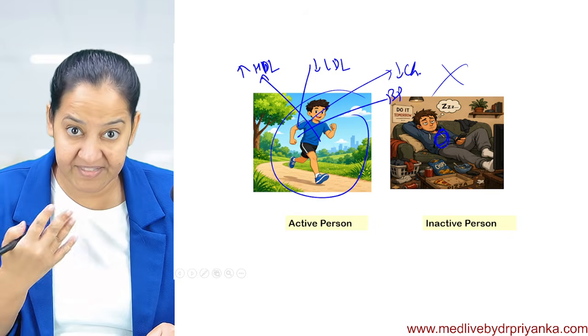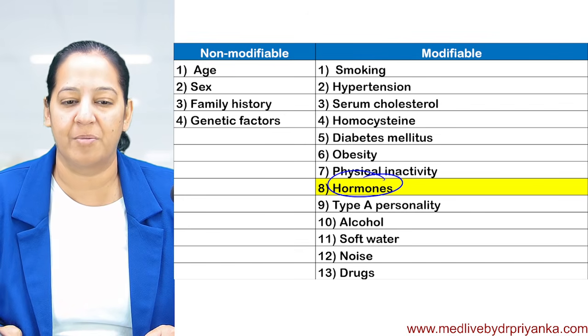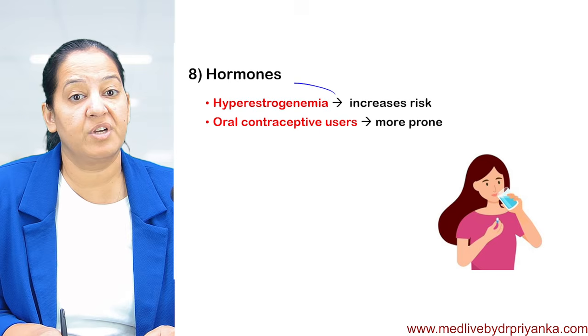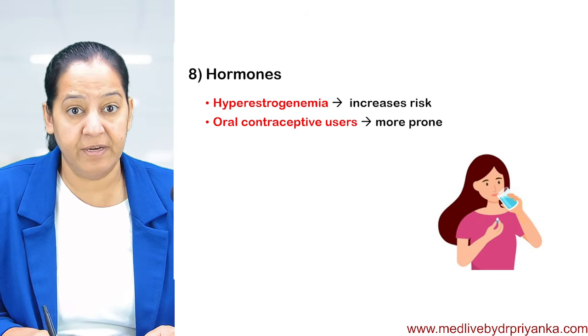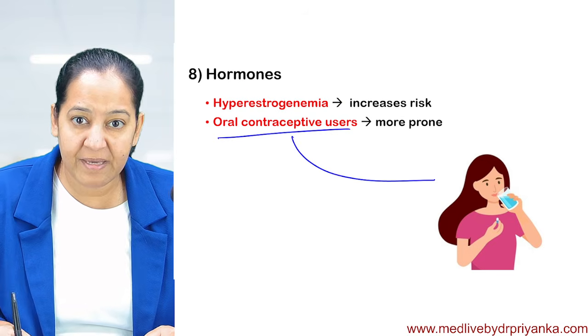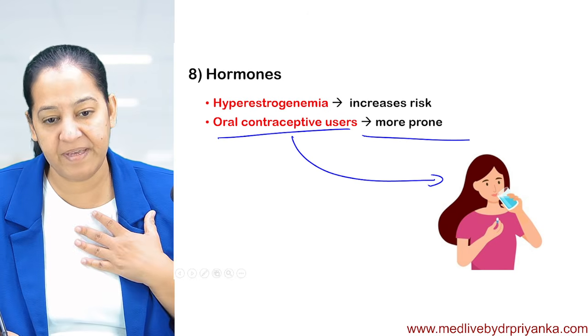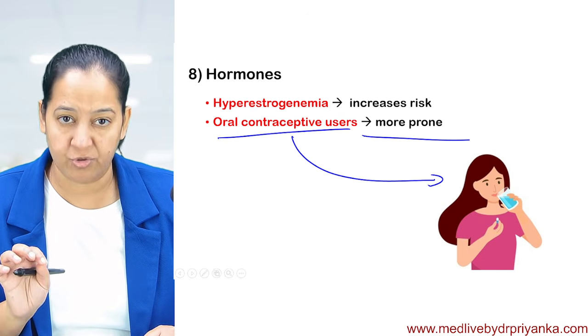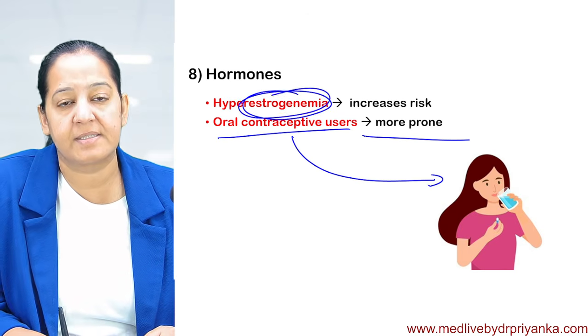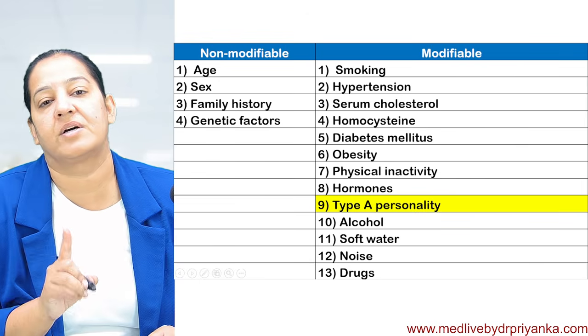This is the reason why physical activity is good. Okay, the next is hormones. Estrogen carries a risk for CAD. Hyperestrogen. So the females who take OCPs for years are more prone to developing CAD in future. Estrogen increases the cholesterol in the blood. It increases the chances of CAD.